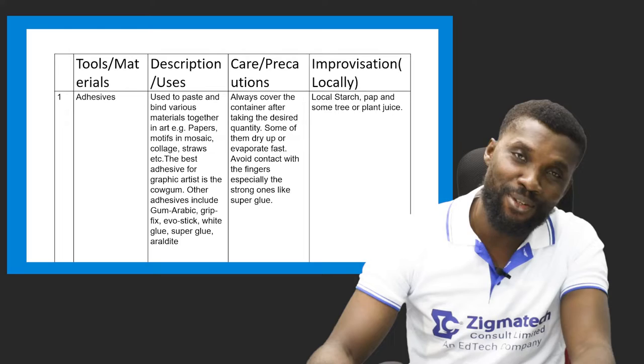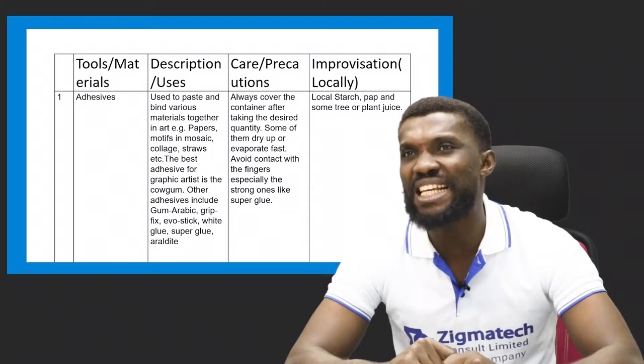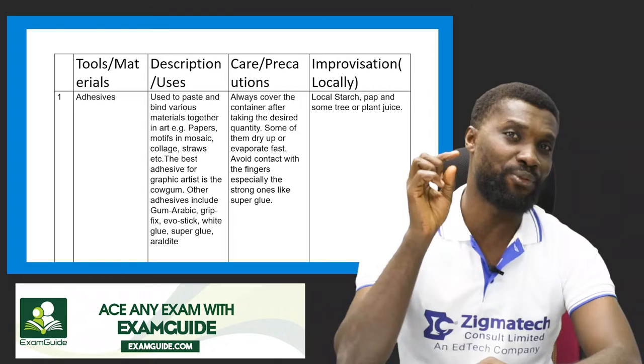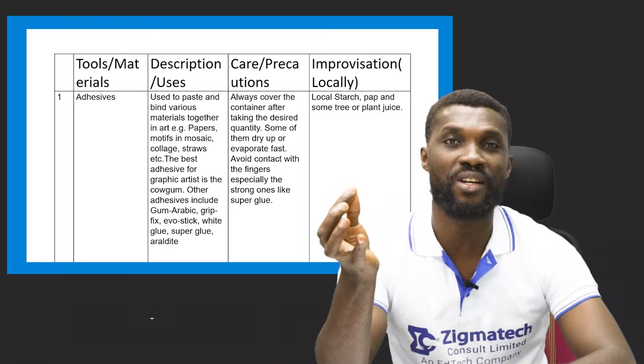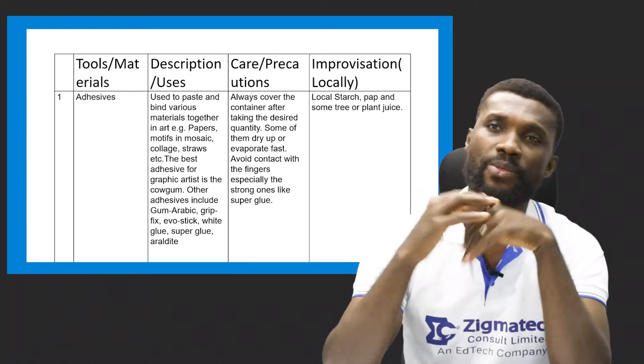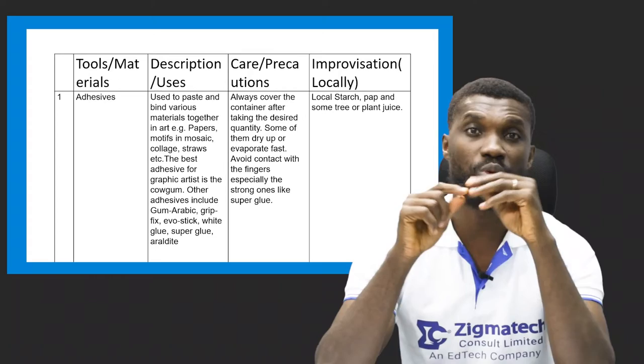Now, ways of how to care for your glue. Always cover the container after taking the desired quantity. Some of them dry up fast and evaporate very fast. Avoid contact with the fingers. For example, if you are using your super glue, and it touches your finger and then you clip your two hands together, you just have to injure yourself before they can split it up. You have a blister. So avoid touching your fingers. It does not really look nice. You wear gloves whenever you're using this glue for safety. Especially strong ones like super glue. Always wear gloves so that it does not get straight to your skin. Don't allow it to touch your skin.